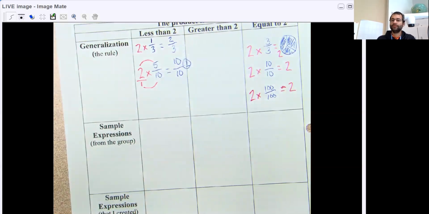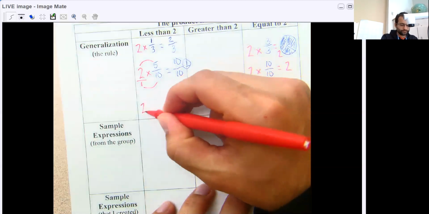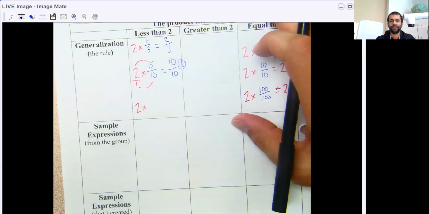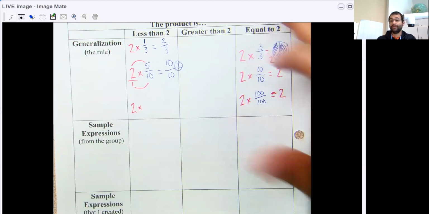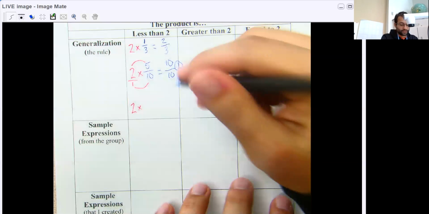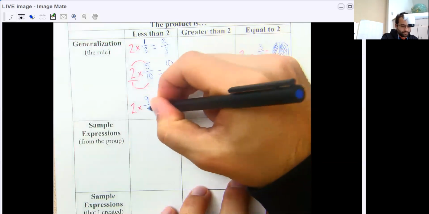Okay, let's do another example that's going to be less than 2. Let's do 2 times, let's think of a fraction that could be less than a whole. It can be any fraction that's less than a whole, smaller number on top and bigger number on bottom. Let's try something that's close. Let's try 9/10.